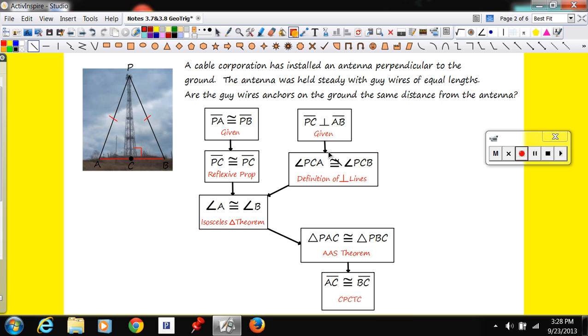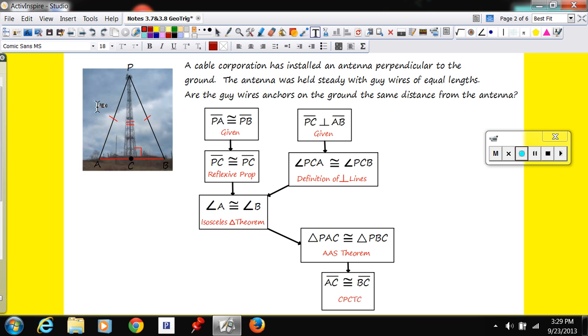Since they're perpendicular, we can tell that the two angles have to be equal, because perpendicular lines tell us that they have to both be 90 degrees. This piece was given. We could also say that PC equals itself. So I could put 2 tick marks right here to show that this length is congruent to itself. So I have a side congruent to a side, and I have another side congruent to another side in the middle if I need it.